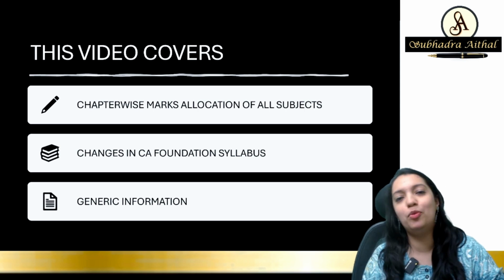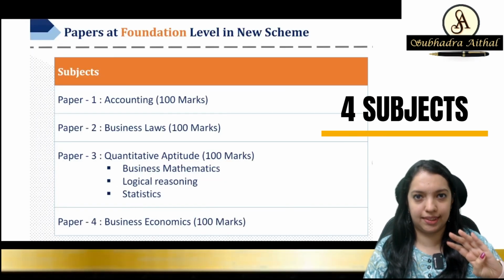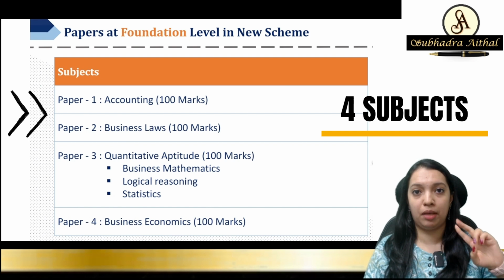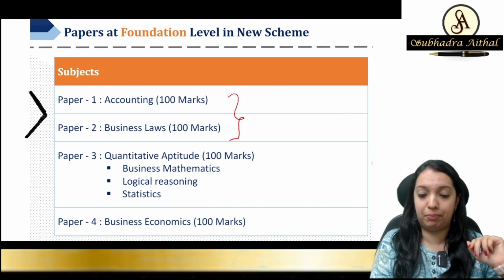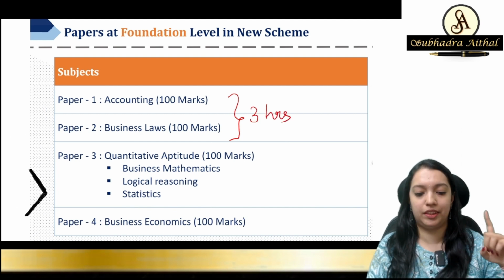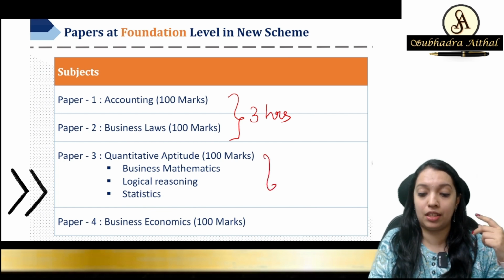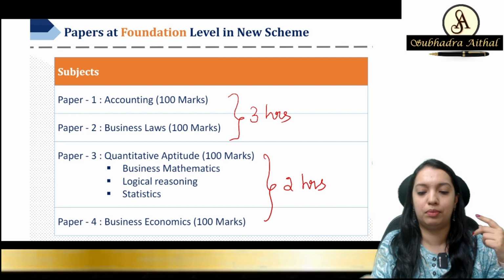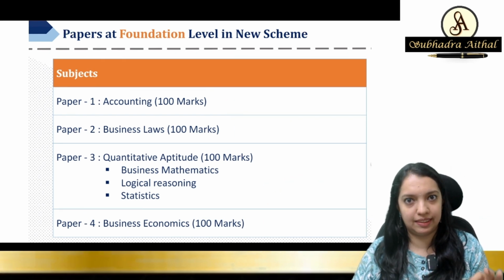Let's start with how many subjects there are in the syllabus. There are totally 4 subjects in CA Foundation: Accounting, Business Laws, and two more. The starting 2 papers are subjective papers, written for 3 hours. The next 2 papers, Quantitative Aptitude and Business Economics, are objective type MCQ papers, which are for 2 hours in the examination. Let's discuss each of these subjects in detail now.